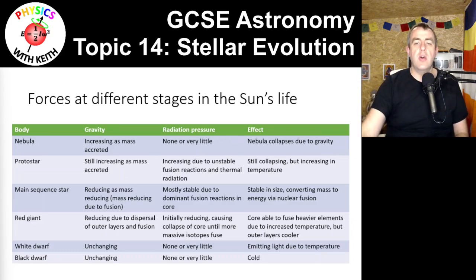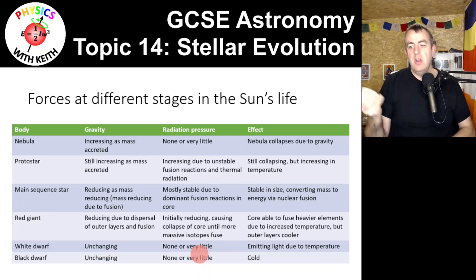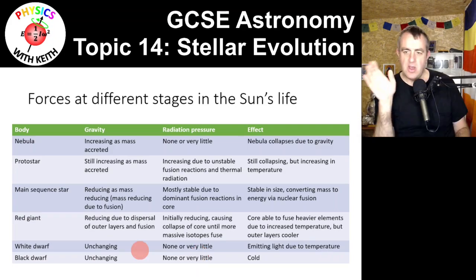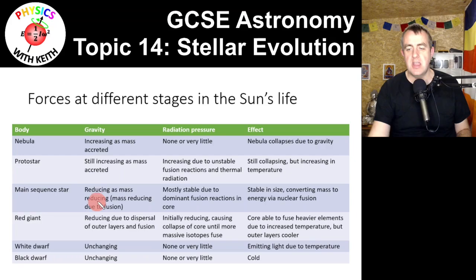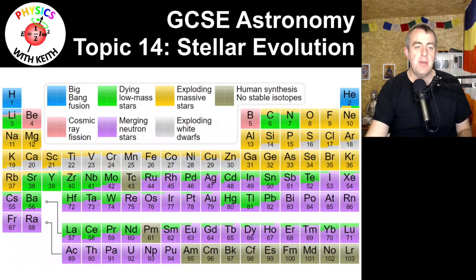But this is what's going on inside stars. These different forces that are acting are causing the effect on radiation pressure and the overall effect on the star. White dwarfs and black dwarfs have almost no radiation pressure because nuclear fusion stopped. There's no nuclear fusion anymore. So they continue to emit light as they cool until they're cold, and then they emit nothing. I'm not going to go into all of this detail about each of these stages. You can read that yourself. Let's move on to the next bit.